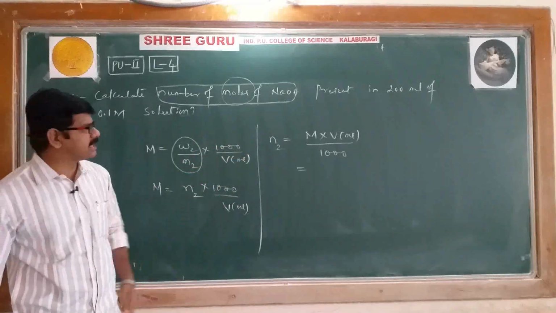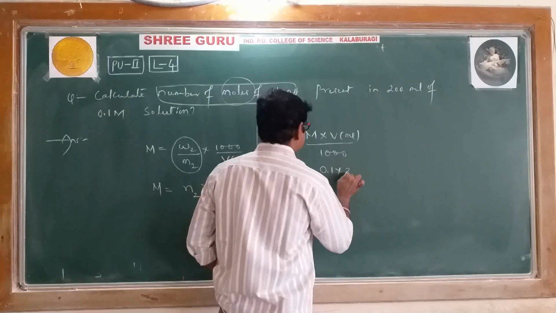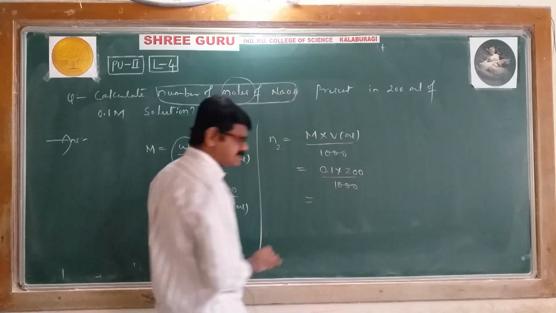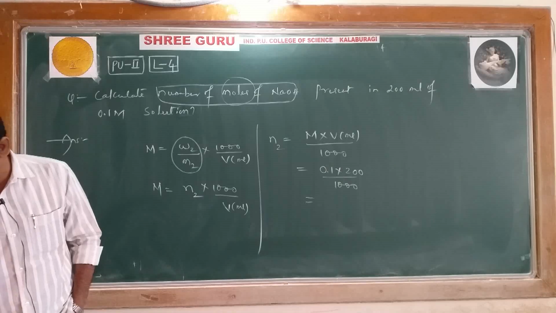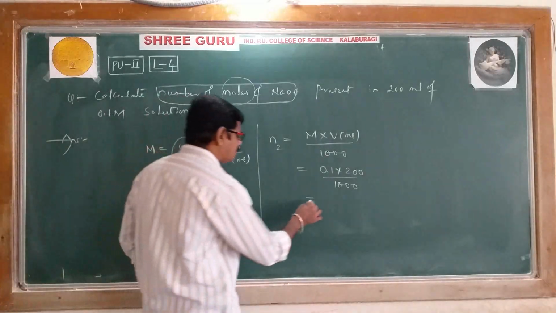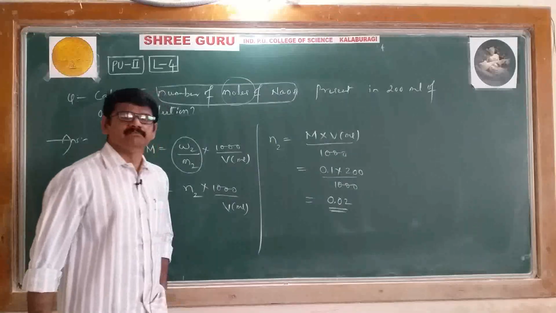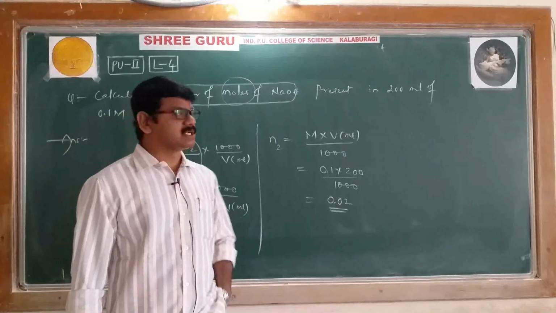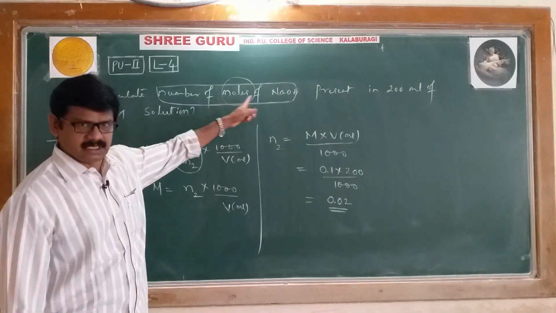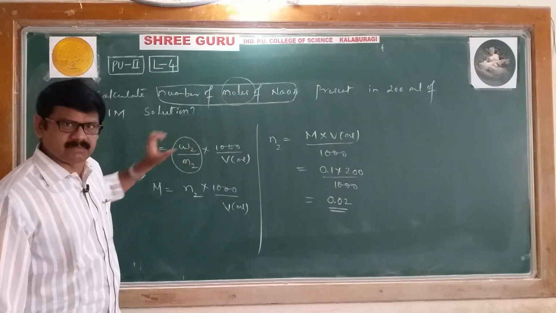Now we'll substitute directly. Molarity value 0.1 into volume 200 divided by 1000. If you do the simplification, you will get 0.02 moles. That's it. It is the moles of solute, nothing but sodium hydroxide. Very simple. It is asking for moles, volume is given, molarity is given, and we have written our regular formula.